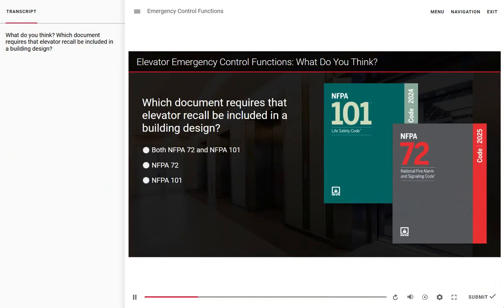What do you think? Which document requires that elevator recall be included in a building design?